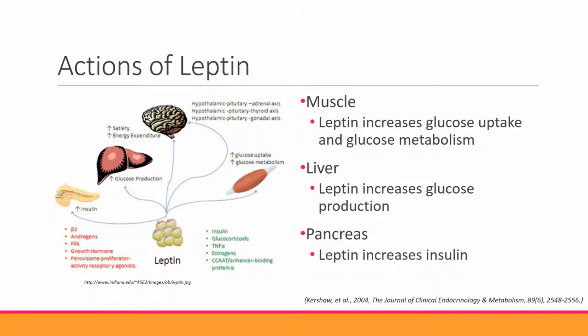The primary function of leptin is to increase satiety and energy expenditure through the action on the receptors on the hypothalamus. In the muscle, leptin action increases glucose uptake and glucose metabolism. In the liver, leptin increases glucose production, and in the pancreas, leptin increases insulin.